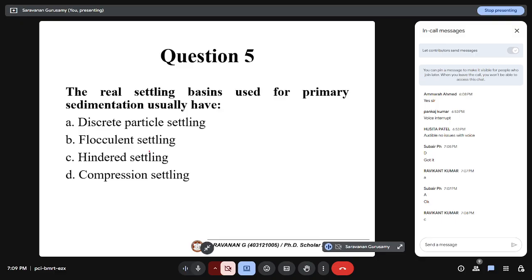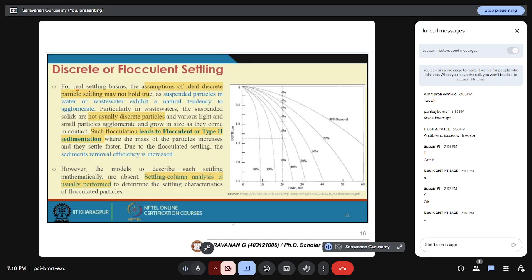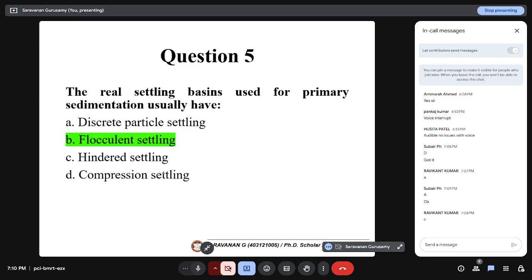The fifth question: real settling basins used for primary sedimentation usually have discrete particle settling, flocculant settling, hindered settling, or compression settling. As I mentioned, an ideal settling tank will have particles settle on their own, discrete settling, but that will not happen in a real system. Which type of settling will a real settling tank follow? B, flocculant. For a real settling tank, discrete settling will not be feasible, so it follows flocculant or type 2 sedimentation, right? So answer B is correct.